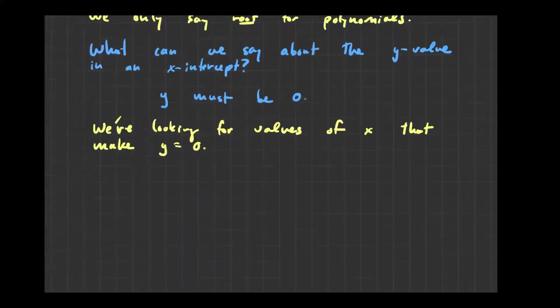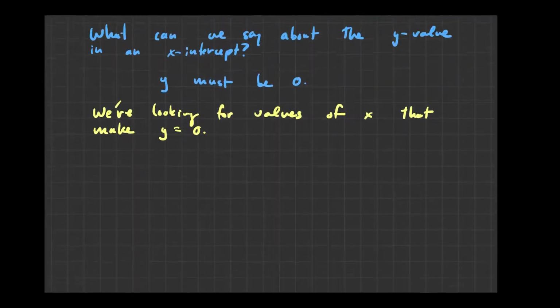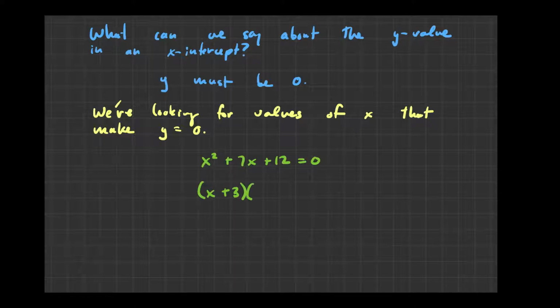I'm going to copy out our equation one more time. My equation was x squared plus 7x plus 12, and I'm saying that y must be equal to 0. So let's set y equal to 0. And look at that, there's our quadratic equation. We know how to solve these. We can just factor that. We get (x plus 3) times (x plus 4), and that's equal to 0.